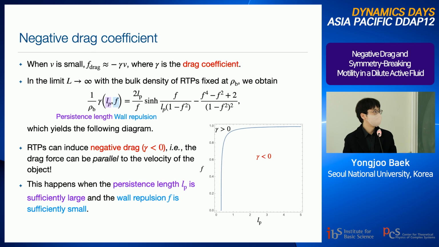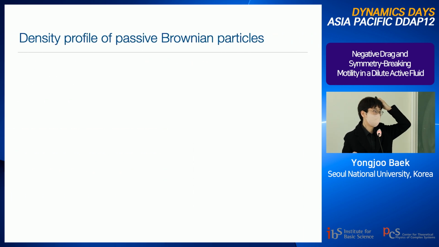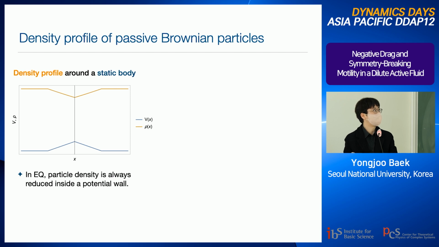And this happens when the persistent length is sufficiently large, as you can see here. By the way, this is the renormalized or rescaled persistent length. So one is when the persistent length is equal to the size of the object itself. When this persistent length is larger than the object size, then we see this kind of negative drag. And also this repulsion force from the object should be sufficiently small. So then we see this negative drag. So what exactly is happening in this regime? Let's try to get a more detailed picture.